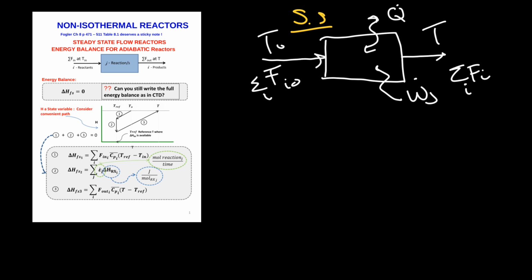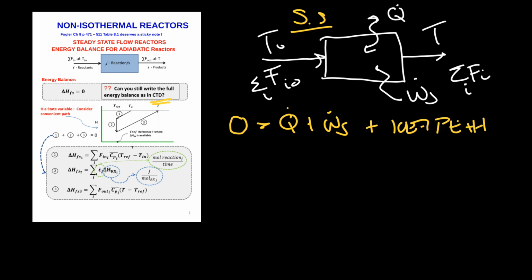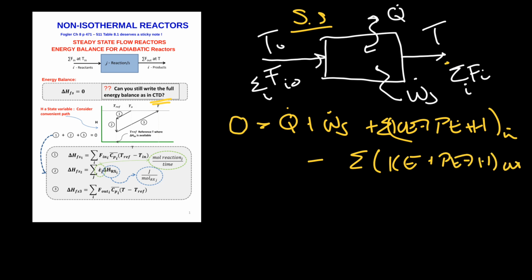So if we have steady state, you will recall, or you may go and revise in your CTD notes or your textbook, that we have no change or accumulation of energy in our system, and that is equal to all the heat flows flowing to or from my system, any shaft work components, and then there is the kinetic energy, potential energy, and enthalpy that comes in with all my flowing streams, and I remove that same energy components with my flowing streams at the outlet of my reactor.